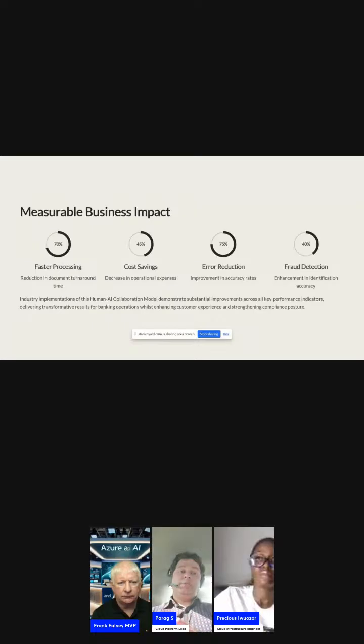So the measurable business impact is faster processing, with a reduction in document turnaround time; cost savings, with a decrease in operational expenses; error reduction, because it does the same processing every time accurately, and the accuracy increases as AI learns more. But anywhere it is not accurate or confident, it makes sure a human is involved in the loop to do the second-eye validation and take the appropriate action. And fraud detection, with an enhancement in identification accuracy.